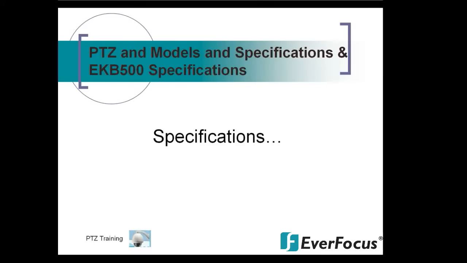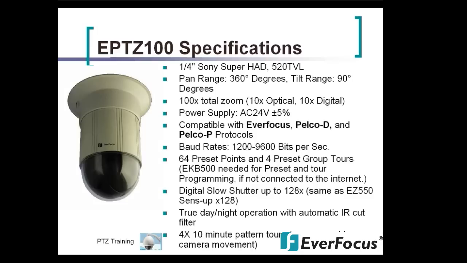Okay, first, EPTZ models and the specifications. The first camera here is the EPTZ100. The EPTZ100 has a 1/4-inch Sony SuperHAD chip, and it's 520 TV lines. The pan range is 360 degrees, and the tilt range is 90 degrees. With the EPTZ100, you have 100 times total zoom, 10 optical and 10 digital. The power supply is a 24-volt power supply.